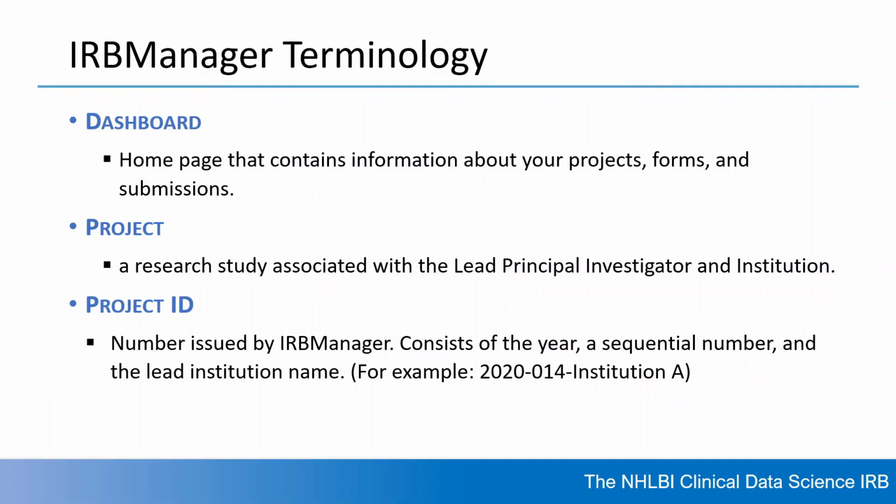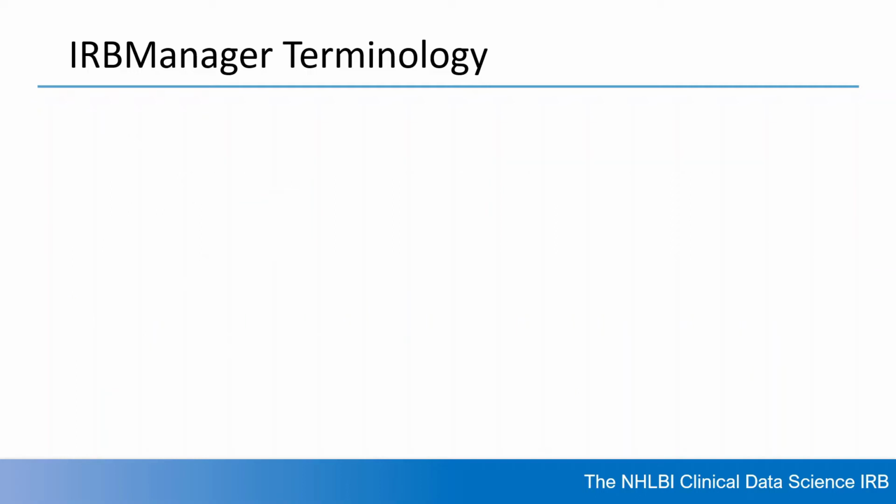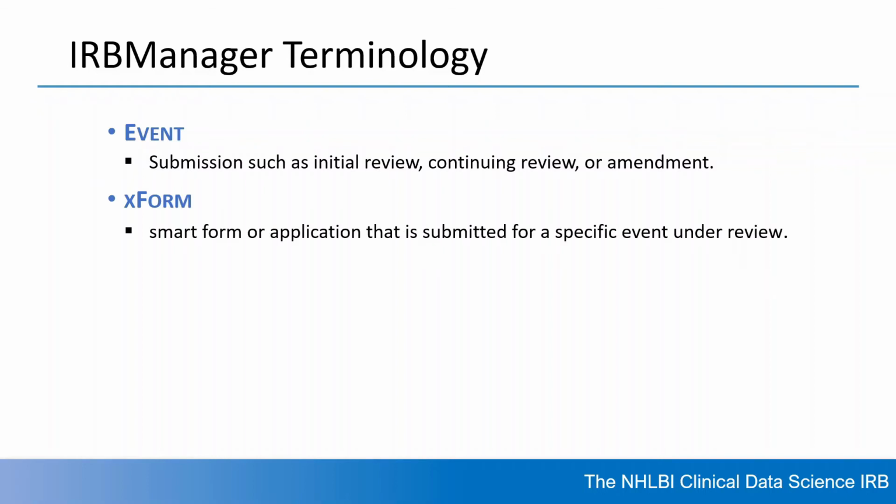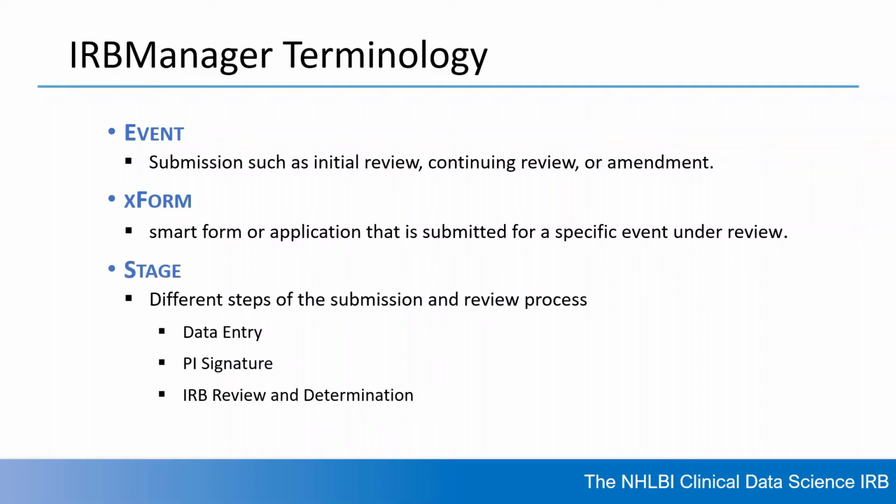It consists of a year, a sequential number, and the lead institution name. For example, 2020-14-Institution A. An event is a submission, such as an initial review, a continuing review, or an amendment. An X-form is a smart form or application that is submitted for a specific event under review.